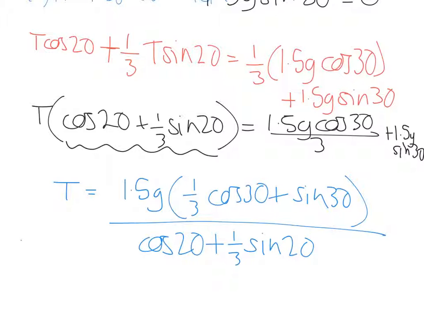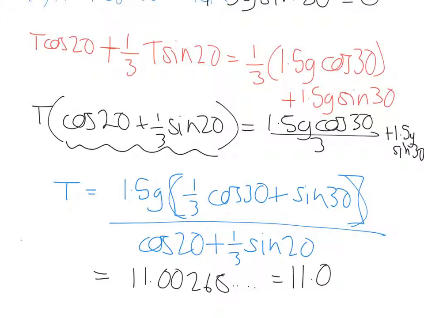Okay, so now you can put that into your calculator, make sure you use lots and lots of brackets, and you should get 11 newtons as your answer. So it's 11.00268, which is 11.0 newtons to 3 sig figs, and that's your final answer.